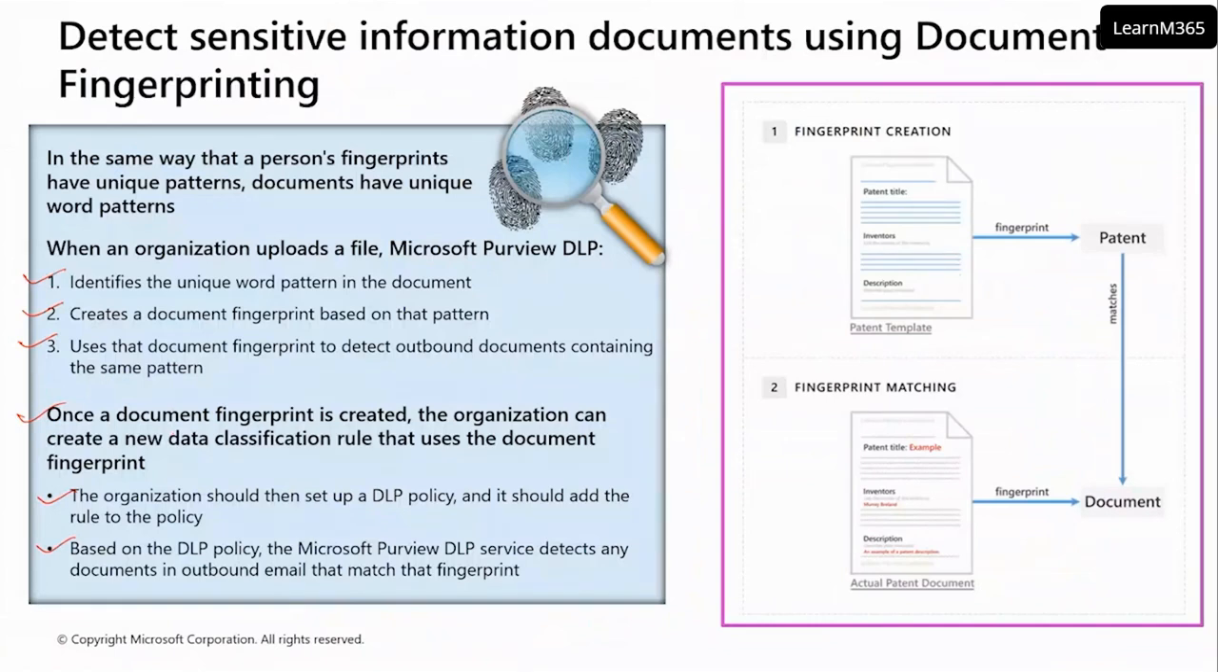All right, for example, here, this is an original document: patent title, inventors, description. Okay, so that will be detected even if you put some information here. This is fingerprint SIT. Implement sensitivity labels.